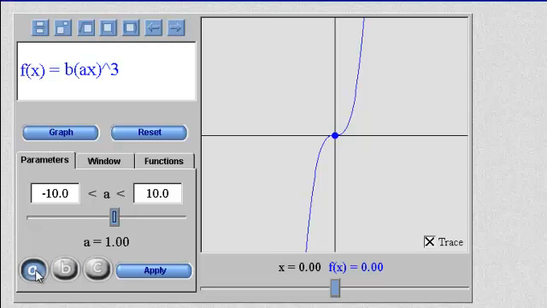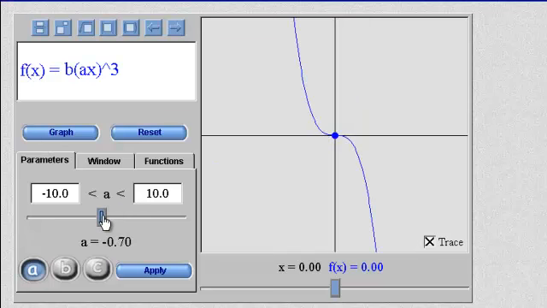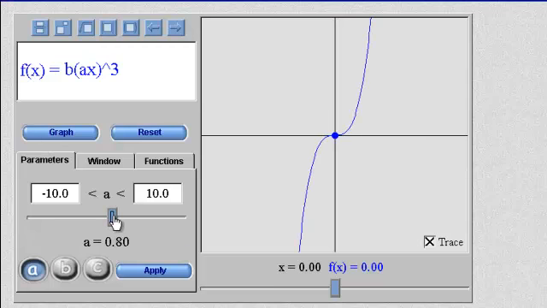Let's look at A. Should be a reflection across the y-axis when he becomes negative. And there he is reflecting across the y-axis. I also get my horizontal stretch and shrink, which is harder to see on this one. I have a good function for looking at the horizontal stretch and shrink in just a minute.